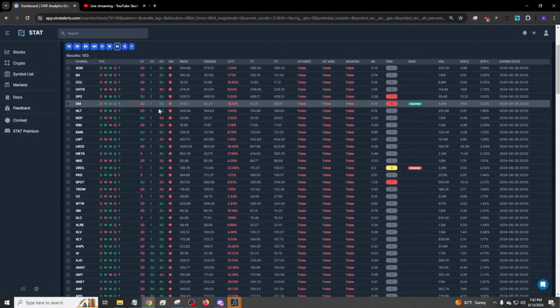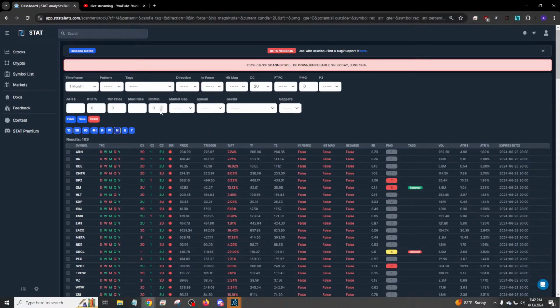And we did have a question in here. So what does CC mean? Current candle means, or this means current candle. So this is the current candle. This is the candle prior to that. And this is the candle prior to that.